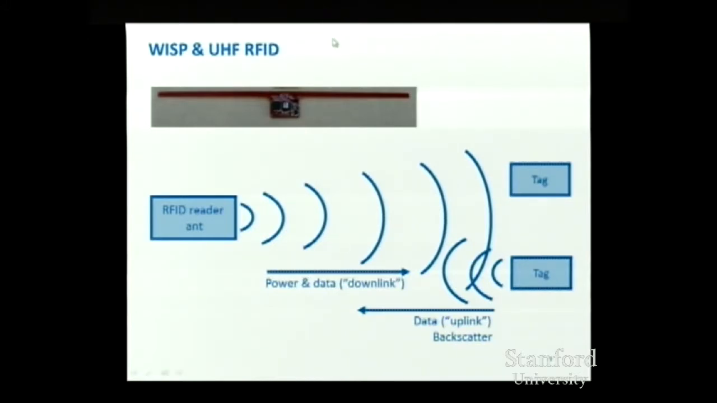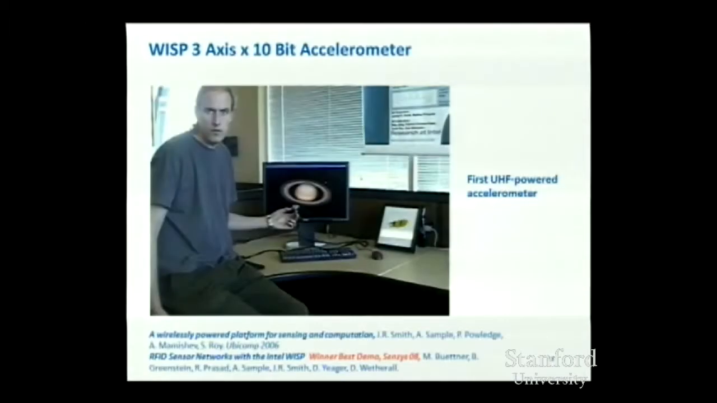So the WISP has a microcontroller which can actually execute general purpose programs. We can also put sensors on it. And so it functions the same way as an RFID tag in the sense that it's wirelessly powered and it uses very efficient backscatter communication. But other than that, it's a lot more capable.